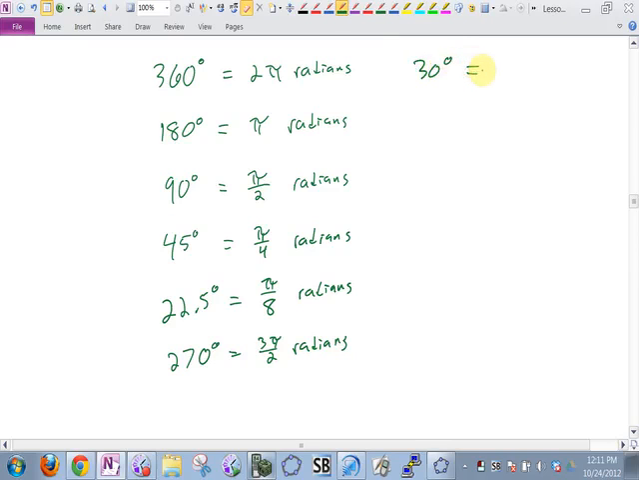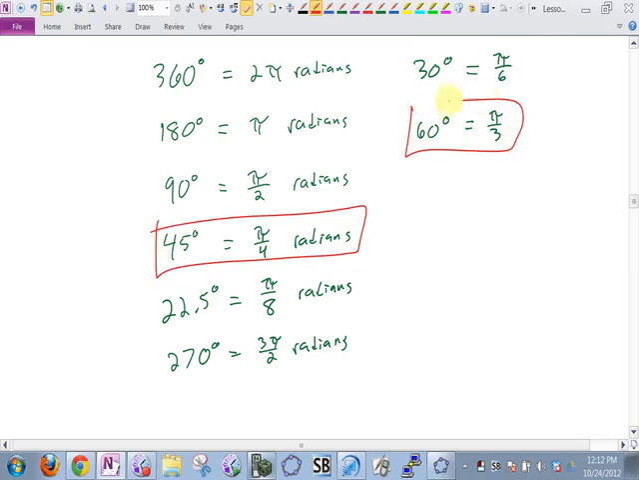30 degrees. Well, it's not easy. 30 degrees, here's what I do. Pick one of these. What can I do to 180 to get 30? Divide it by 6. Pi 6. 30 degrees is pi 6. How about 60 degrees? Just double that. What's pi 6 double? Pi thirds. So those are the famous ones you're going to memorize.